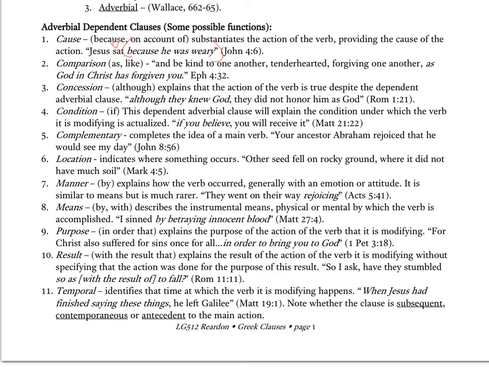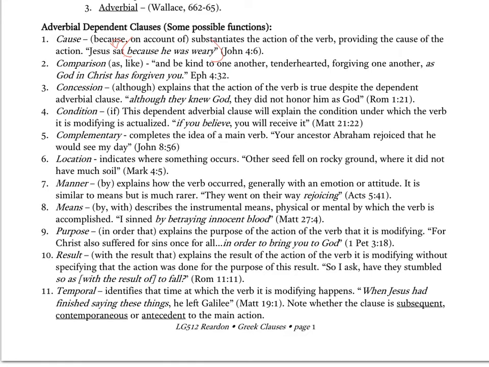You can also have subordinate clauses or dependent clauses that are comparison clauses. The key words for this are as or like. And so here is an example. And be kind to one another, tender-hearted, forgiving one another. And then it answers, in what manner are you supposed to do that? How? As God in Christ has forgiven you. So in what manner are you supposed to be kind to one another, tender-hearted, forgiving one another? What is the standard for that? Well, it is God in Christ. That is your standard for care for one another.